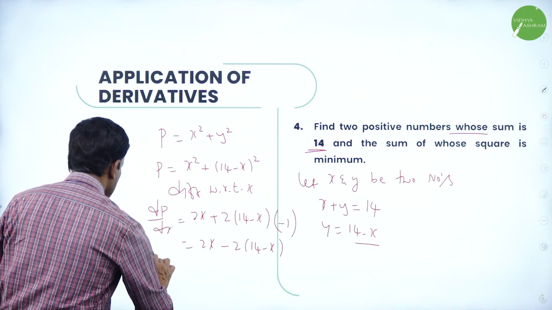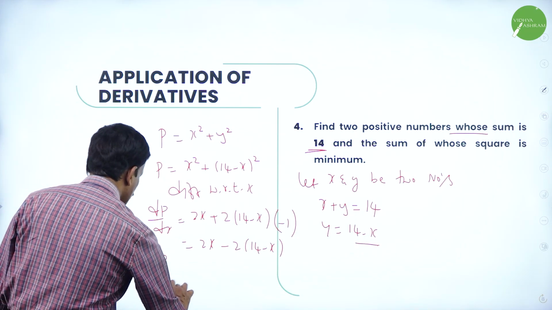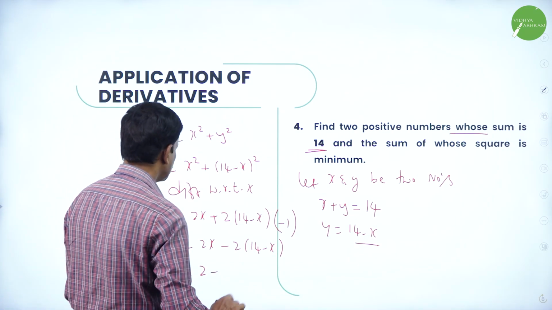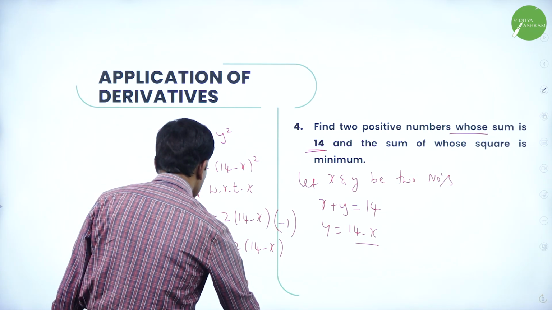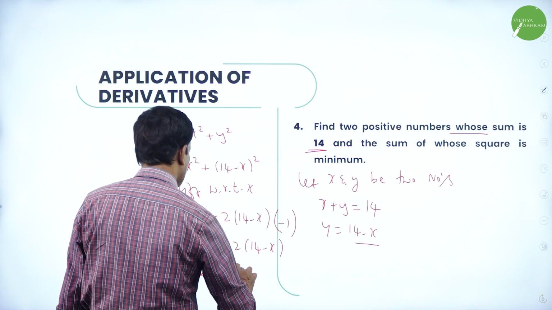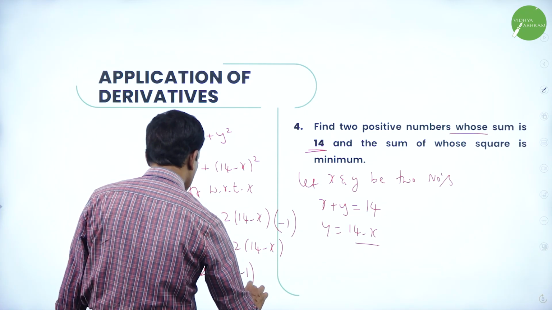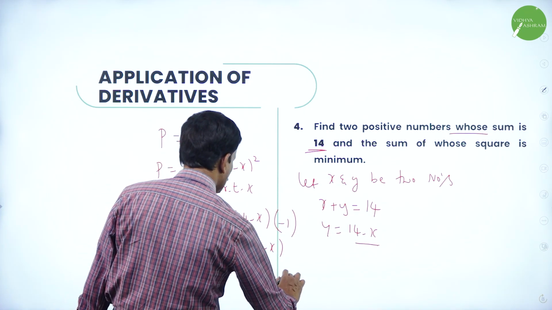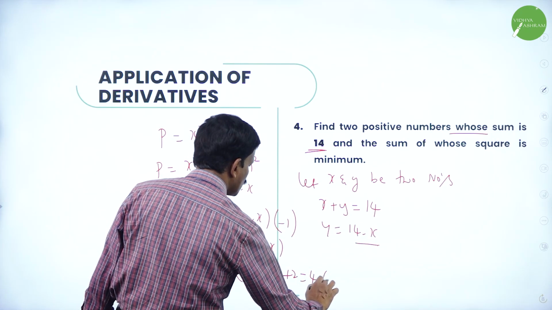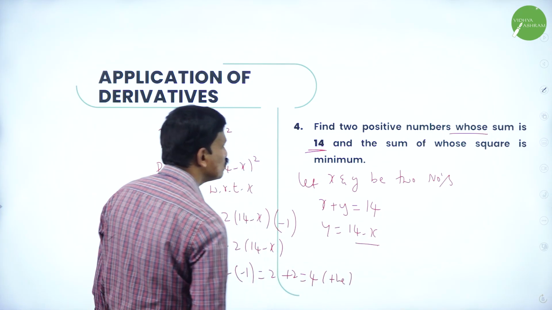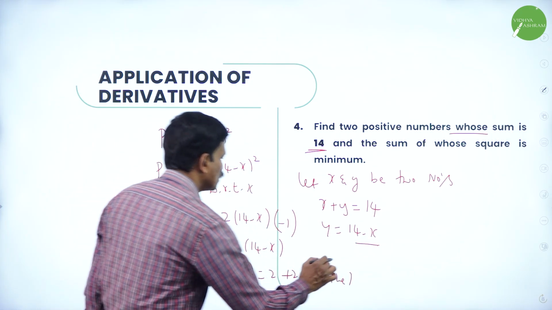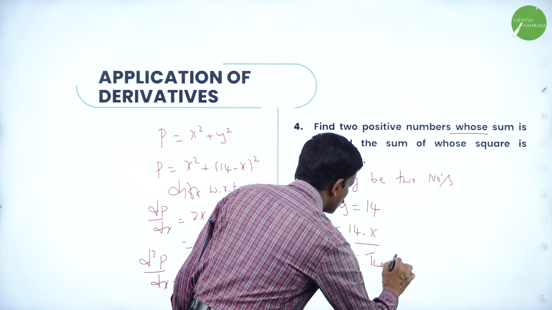If you differentiate this, d square p by dx square is equal to 2 into differentiation of x is 1 minus 2 into differentiation of 14 is 0 and x is minus 1. So, 2 minus into minus is plus 2, that's equal to 4. Positive means the function is minimum. So, therefore, the function is minimum.